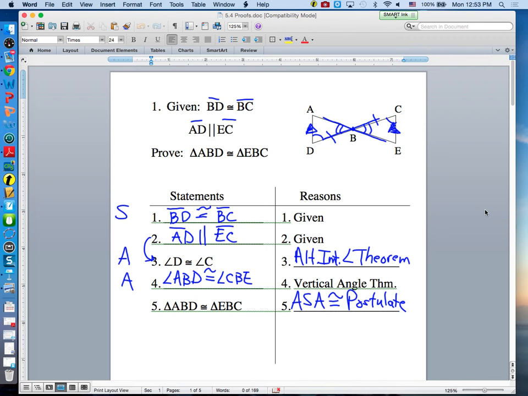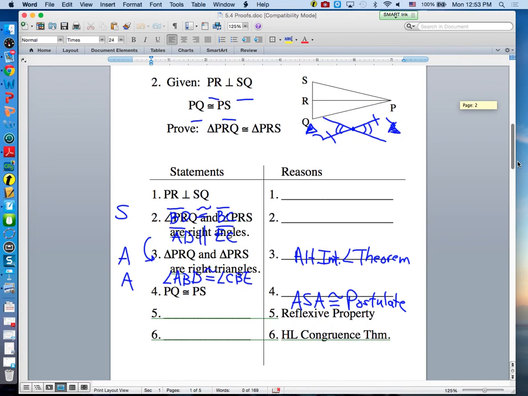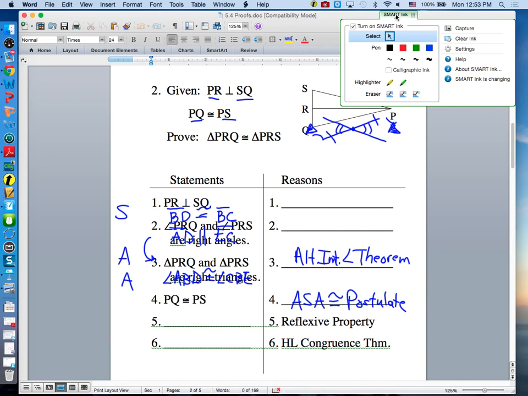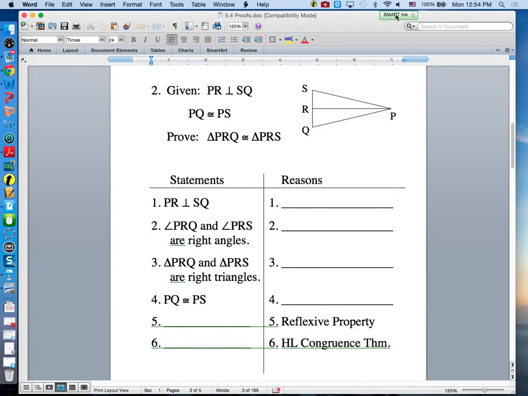All right, let's try another one. I suppose I should get rid of the writing from the first one. Okay, this one has 6 lines. My segment symbols didn't get copied over. Okay, line 1. Where are we getting that from? Given. It's right there, the first line of the given.